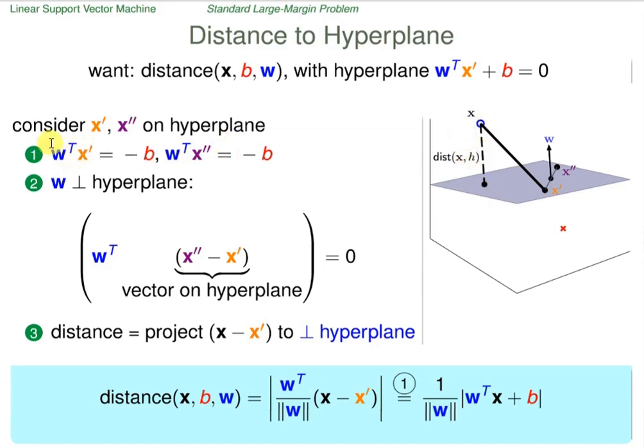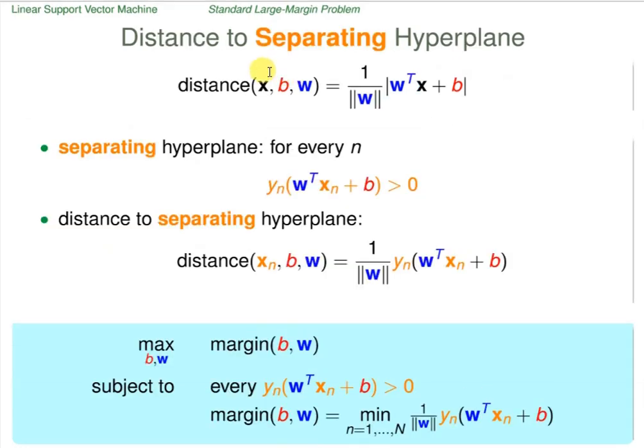Using the first equality, we can take the dot product between W transpose x and W transpose x prime, and using the following equality, we can simplify as follows. W transpose x prime is minus b. So we plug in the b, then we obtain 1 over W norm, and the absolute value of W transpose x plus b. So the distance to the separating hyperplane from the nearest point is equal to the following quantity: 1 over W norm, and the absolute value of W transpose x plus b.